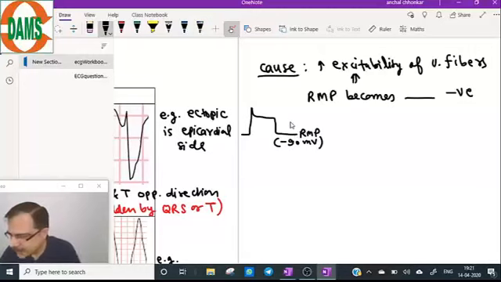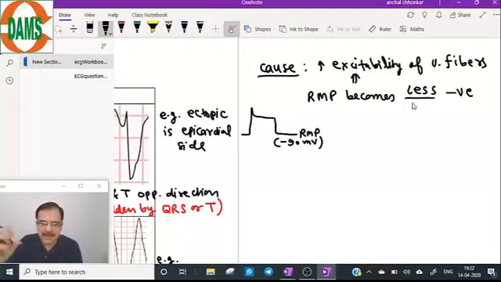So when will the excitability of the fibers increase? When the resting membrane potential becomes, all right, very good, it becomes less negative. Very nice. So it becomes less negative, so the firing will start very rapidly.